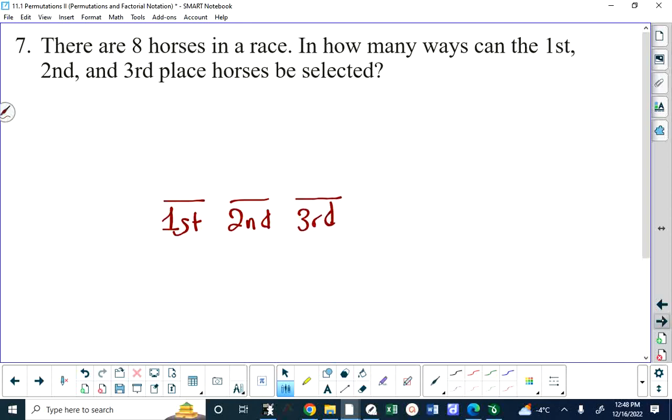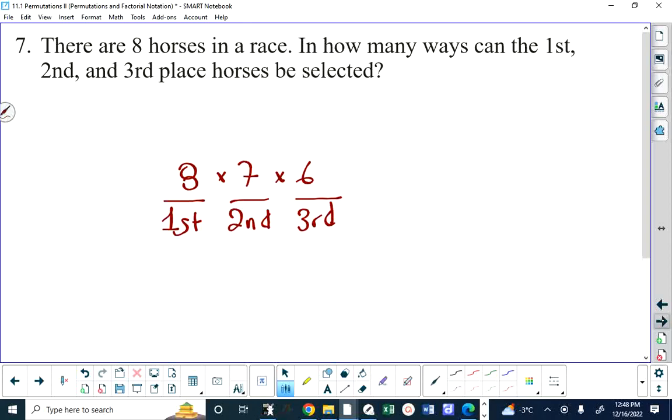Now, there is something about the fact that it's a horse race that's important, and that's that you can't repeat. Let's say we have Secretariat as a horse, and Lazy Mike is another horse. You can't put Lazy Mike in first place and put Lazy Mike in second place, right? You can't repeat. So the bottom line is the answer here is going to be 8 times 7 times 6.